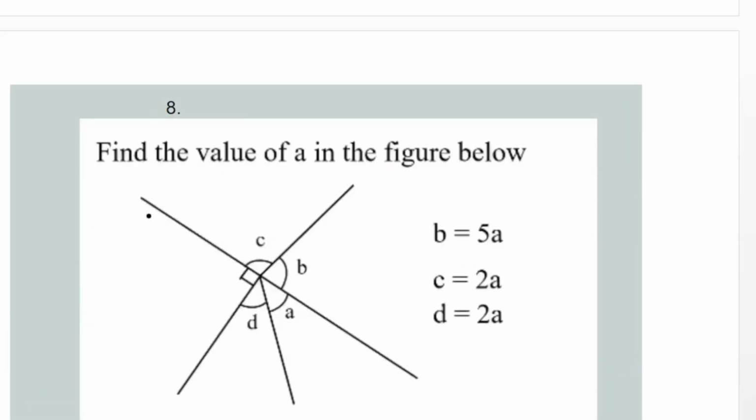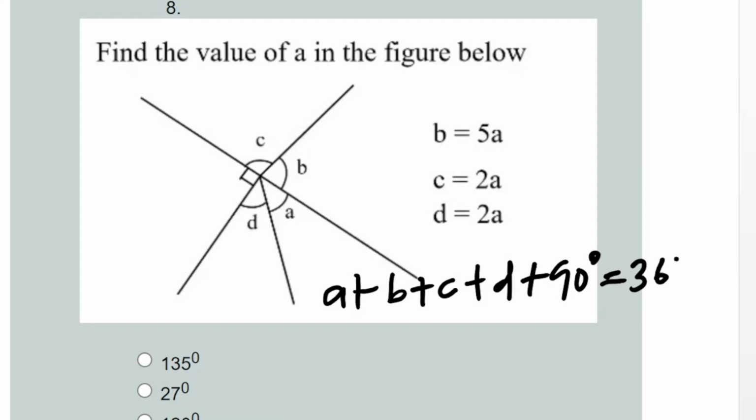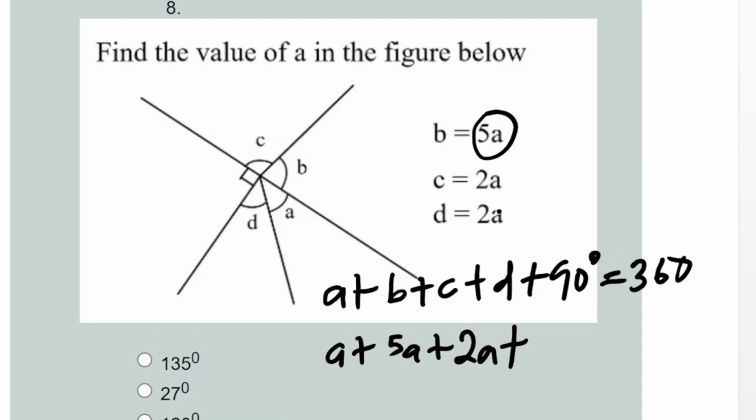This is question 8. So for question 8, these are also angles at a point. The question asks us to find the value of A, and we are given that B is equal to 5A, C is equal to 2A, and D is equal to 2A, which means C and D are the same. So what we are going to do is A plus B plus C plus D plus 90 degrees equals 360 degrees. Are you with me? Having known that B is equal to 5A, we replace B with 5A. Then C is 2A, we replace it with 2A. Then D is also 2A, plus 90 degrees equals 360 degrees.